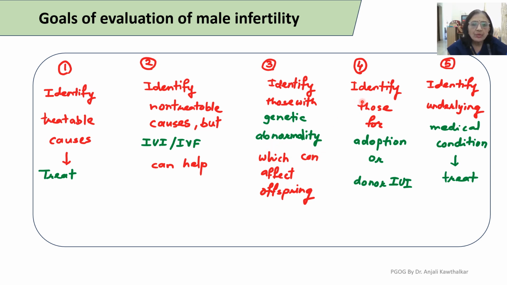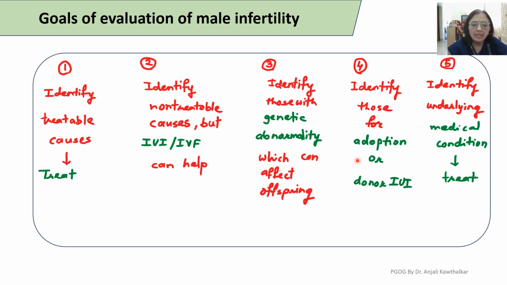Fourth is to identify those where IUI and IVF will not be of any help, and here the option will be either adoption or donor IUI. And last is, whatever the cause of infertility, if there is a possibility of an underlying medical condition which needs to be treated, we should treat that condition.